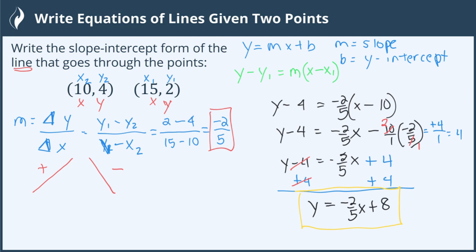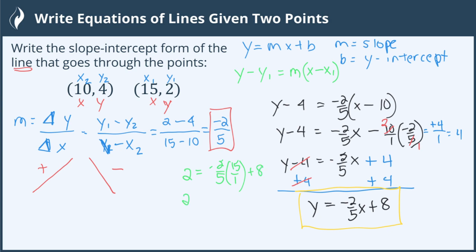If you want to check your answer and see if it works, put one of these points in. You might even take the other point that you didn't use and make sure it works. So if I do that, I'm going to put 2 in for y, so 2 equals negative 2/5 times x, and my x is 15, so I'm going to put 15 over 1. Because I'm working with fractions, I just put it over 1. Keeps things in the right place. And then I have a plus 8.